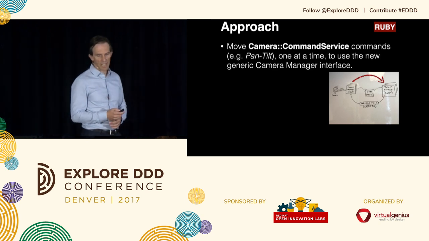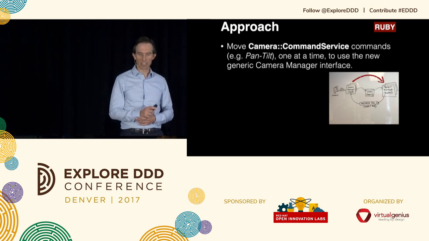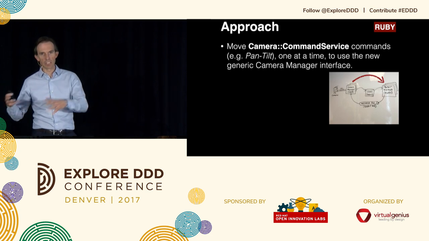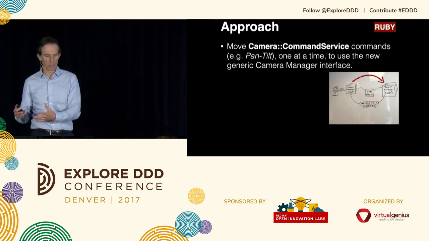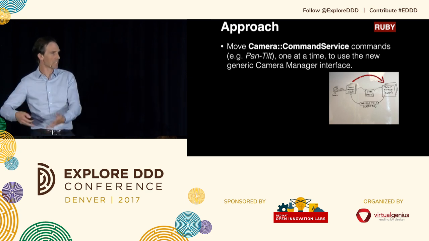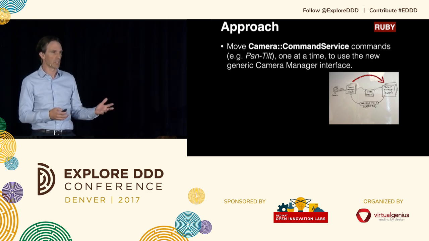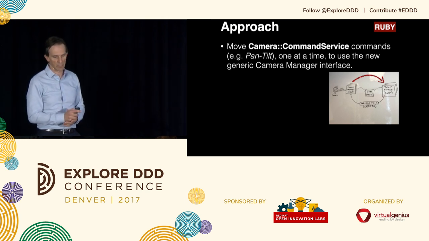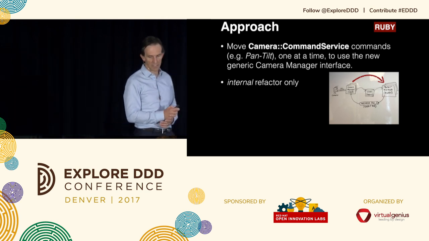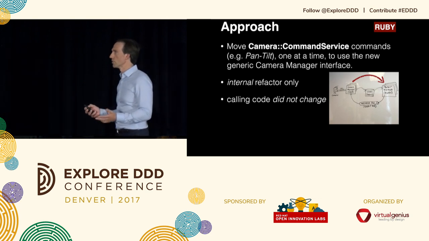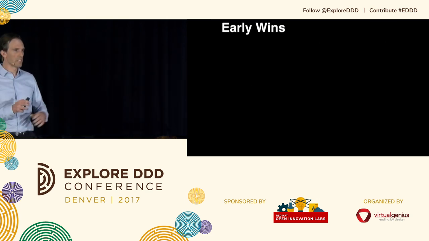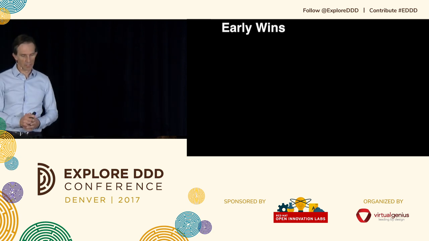So we started, in this case, we took the camera command service commands, like pan, tilt, and one at a time, we moved them over on the Ruby side, moved over the URLs and things like that, and tested them one at a time to make sure that they were actually being passed through. Still not changing the Java code. Right, that's what's cool about this kind of approach. So it was an internal refactor only. The calling code didn't have to change. Okay. So these are small steps, right?